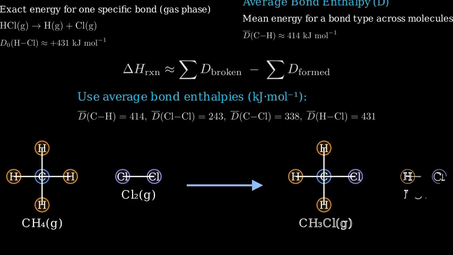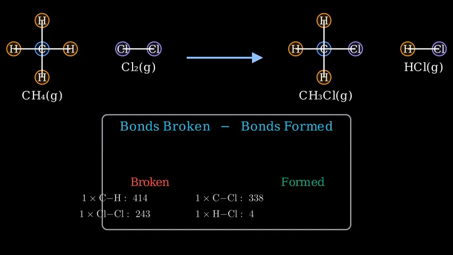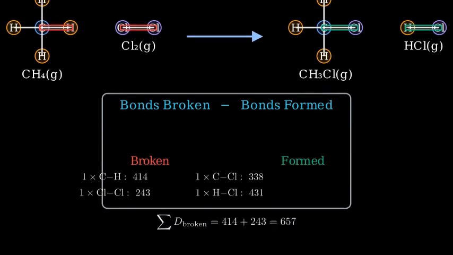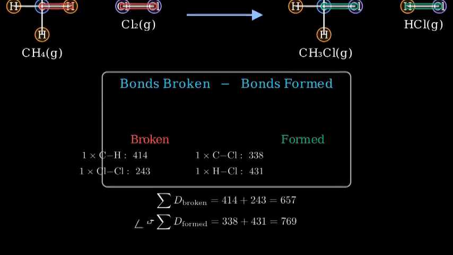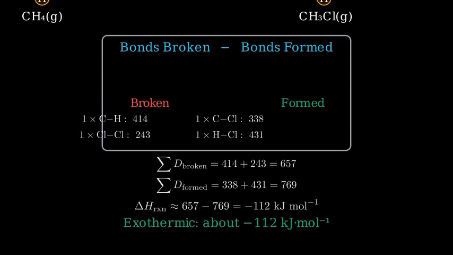First, visualize the reaction. Bonds broken, 1 C-H and 1 Cl-Cl. Bonds formed, 1 C-Cl and 1 H-Cl. Now compute the sum broken and the sum formed and subtract. The answer should be about negative 112 kilojoules per mole, exothermic.